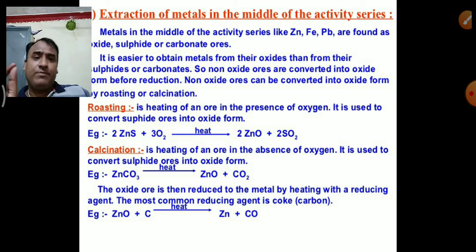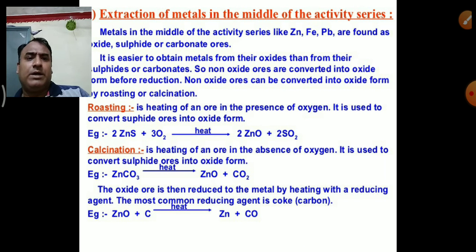But for carbonate ore we use calcination. Calcination and roasting are both similar, but there are some differences. In calcination we use a limited supply of oxygen, but in roasting we use an excess amount of oxygen. Second, during reduction in roasting we use only heat. We heat the metal oxide, and the metal oxide gives us metal and oxygen.